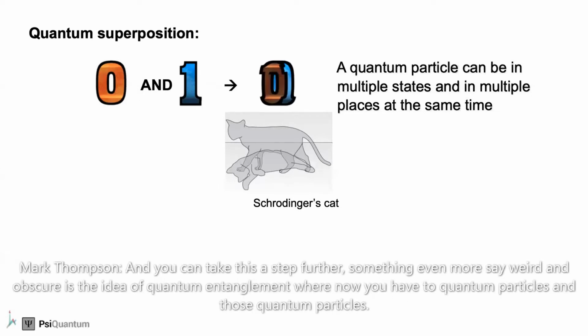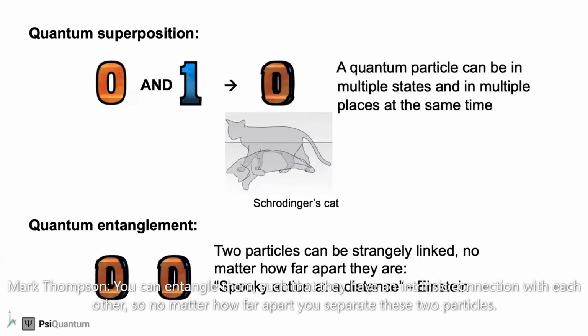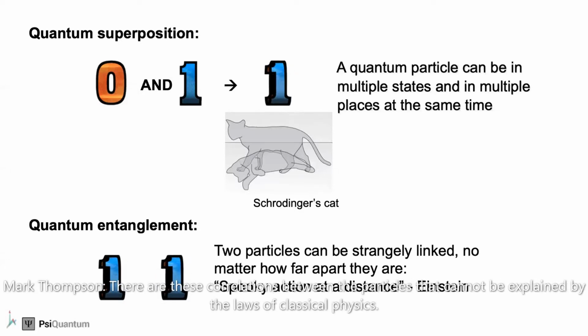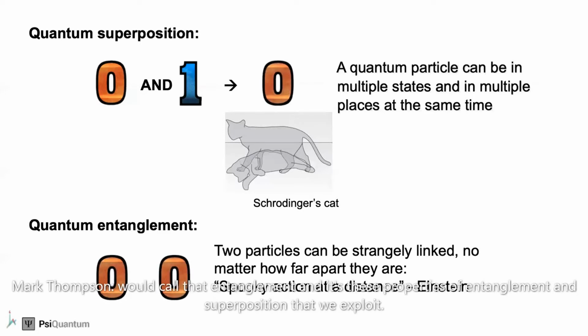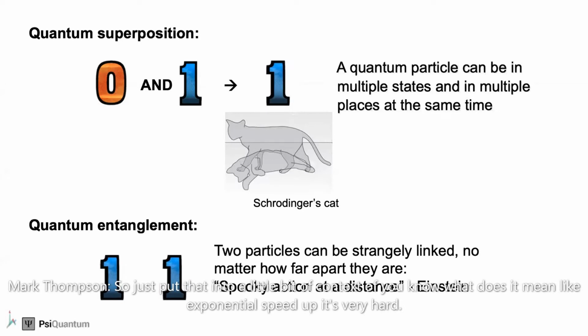Something even more weird and obscure is the idea of quantum entanglement, where you have 2 quantum particles, and you can entangle them such that they have an intrinsic connection with each other. No matter how far apart you separate these 2 particles, there are correlations between them that cannot be explained by the laws of classical physics. We call that entanglement, and it's these properties of entanglement and superposition that we exploit when designing quantum algorithms and running quantum computers, and that ultimately lead to this incredible speed up for certain problems and certain applications that we want to solve.